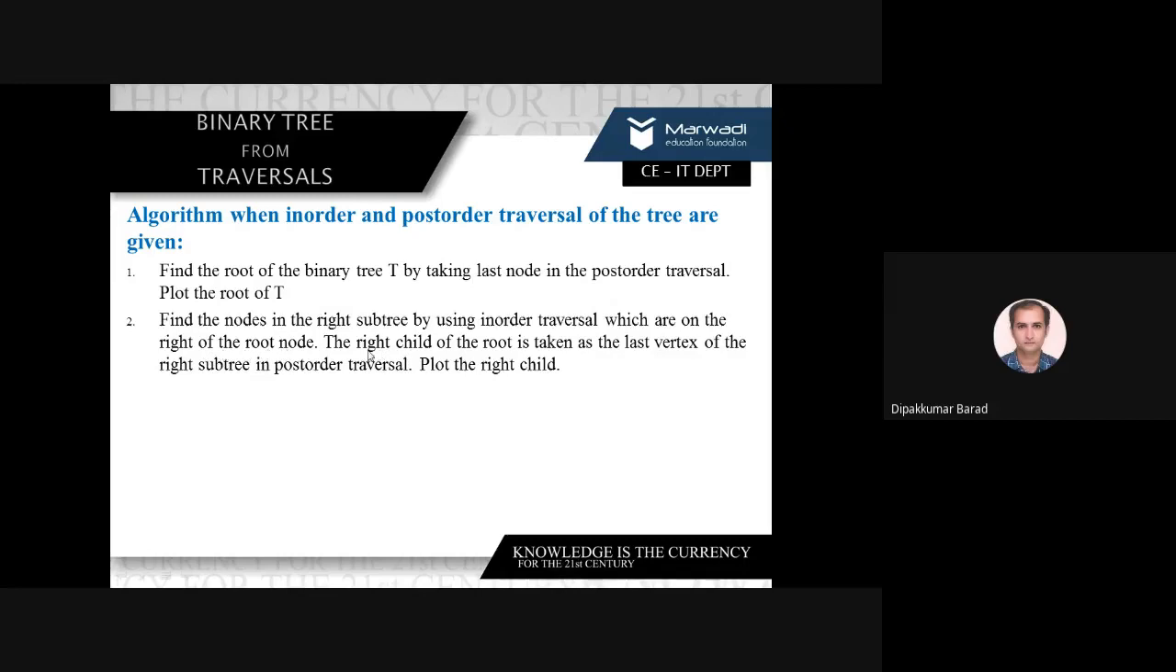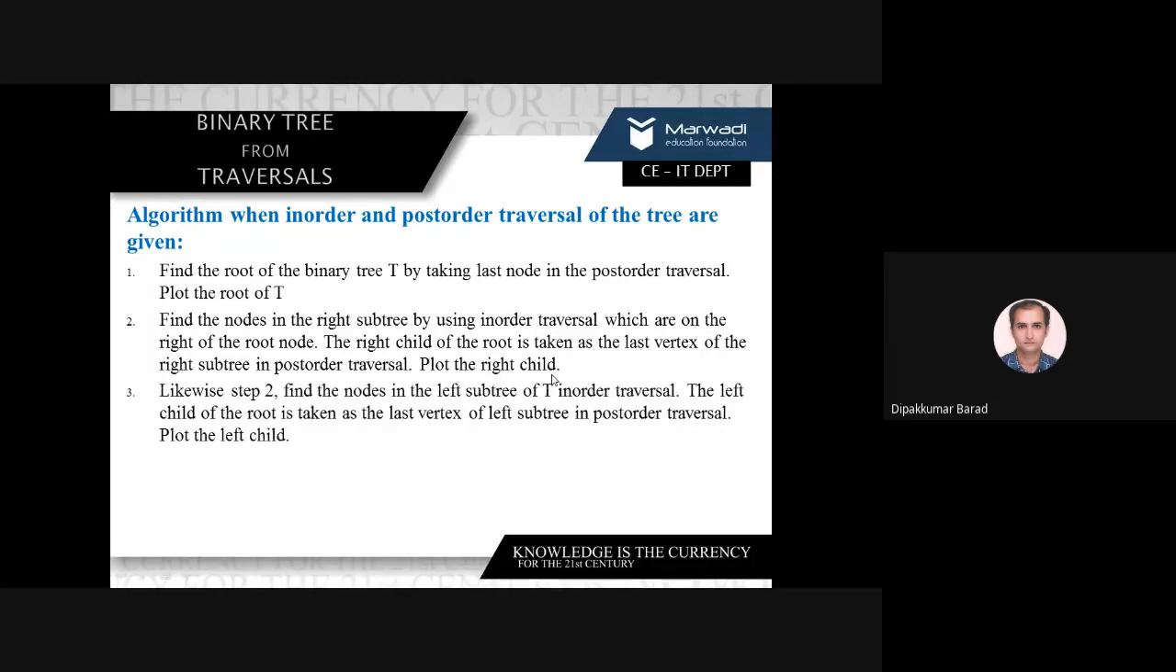Okay, and the right child of the root is taken as the last vertex of the right subtree in the post order traversal, and plot the right child. Okay, and repeating likewise, step 2: find the node in the left subtree of T in in-order traversal, and the left side of the root is taken as the last vertex of the left subtree in post order traversal, and plot the left child of it. And then repeating steps 2 and 3, every vertex is visited in post order, and finally we get the binary tree.